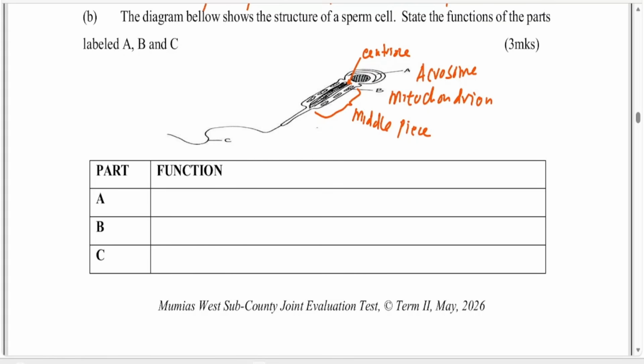Now, let's give the functions of these parts of the sperm cell. A is acrosome. Acrosome contains lytic enzymes, and these enzymes break the membranes of the ovum during fertilization, to pave the way for the sperm to enter into the nucleus of the ovum. So the role of part A is that it contains lytic enzymes that dissolve the egg membranes during fertilization.